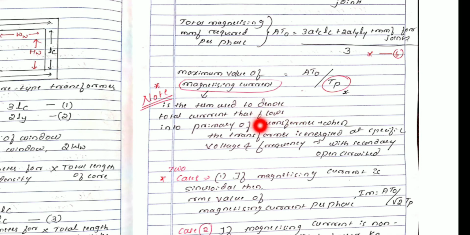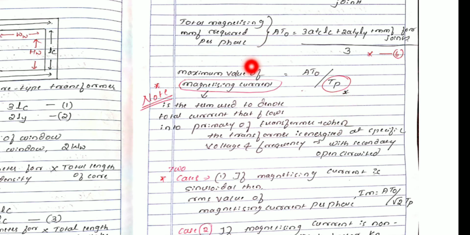Once the transformer gets energized at a specific voltage and frequency, the current flows through the primary of the transformer with the secondary open circuited. That is the reason, because the current flows in the primary winding itself, I have taken the primary number of turns, that is TP. So the maximum value of the magnetizing current will be equal to AT0 divided by TP. Getting my point?